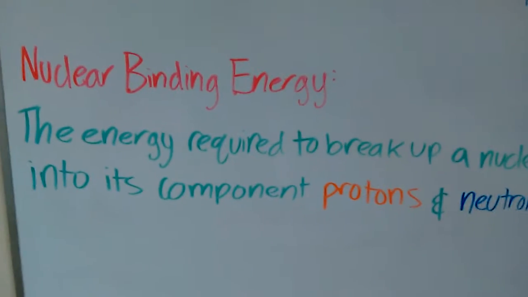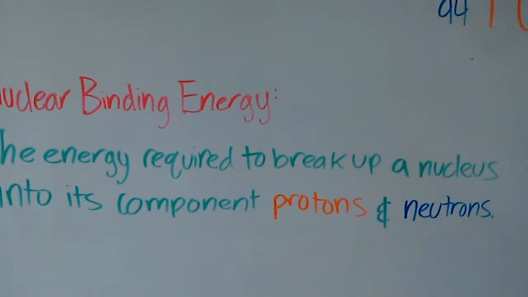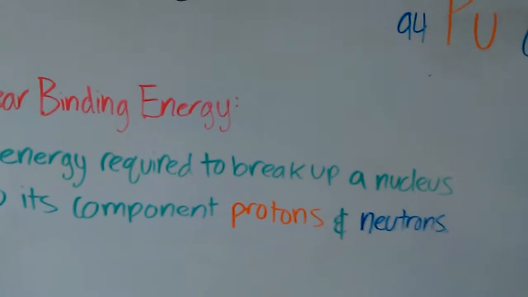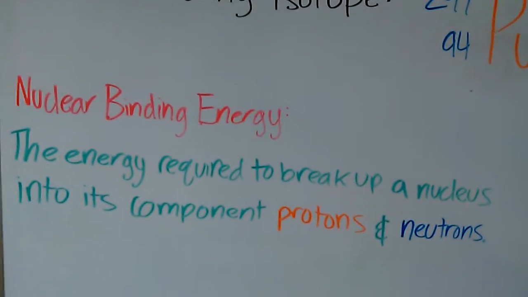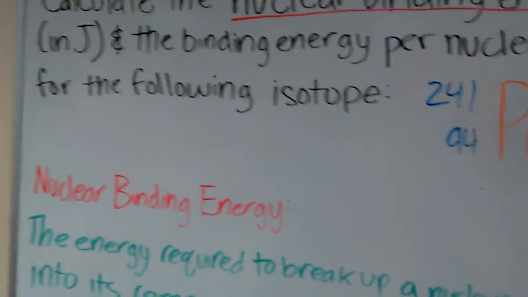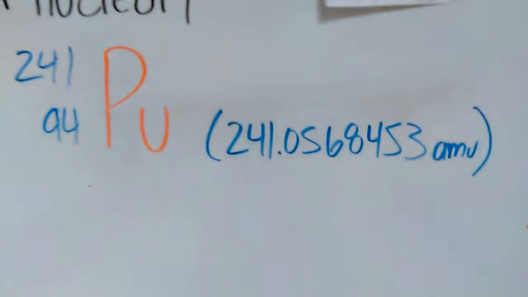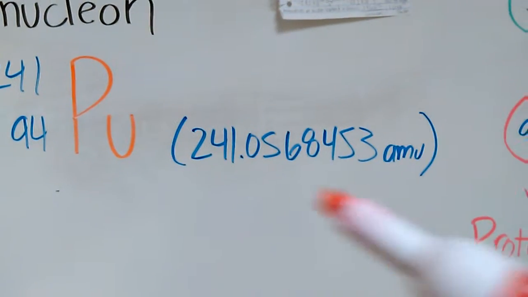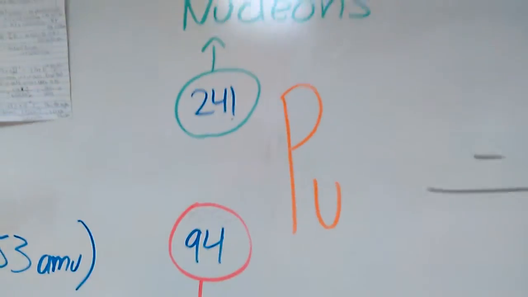Now, nuclear binding energy is the energy required to break up a nucleus into its component protons and neutrons. So let's just keep that in mind as we're doing this equation. That's exactly what we're trying to find out. Okay, so here we have our plutonium, and we have our AMU, atomic mass units. And the first thing we're going to look at is our plutonium here.